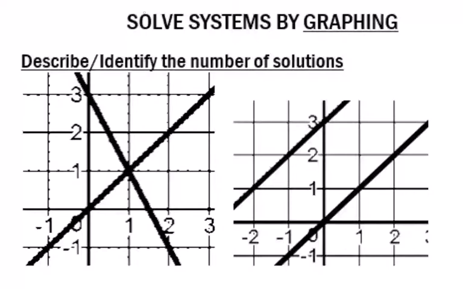Try 4 problems on your own and press pause until you have your answer. So the first problem, the answer is where they cross. They have one solution, and that point is the point (1, 1). This next one would be no solution because they're parallel lines and are never going to cross.